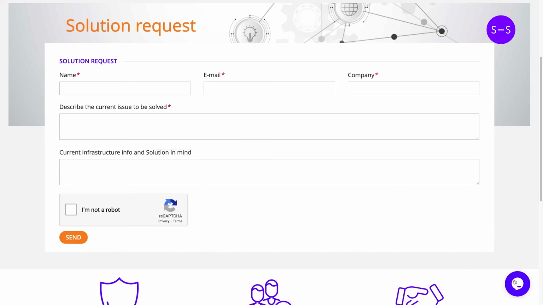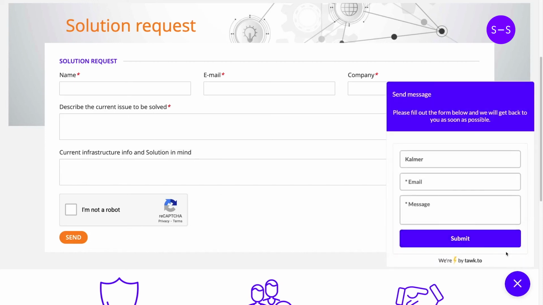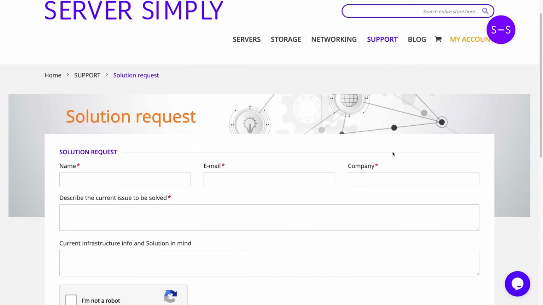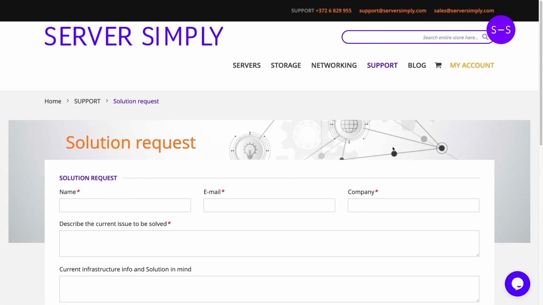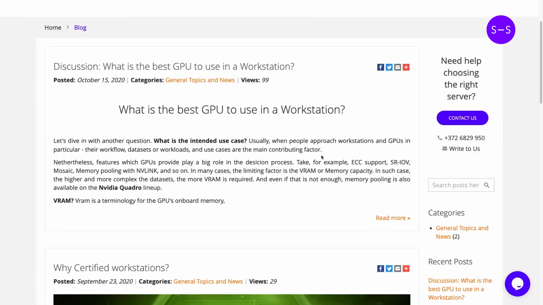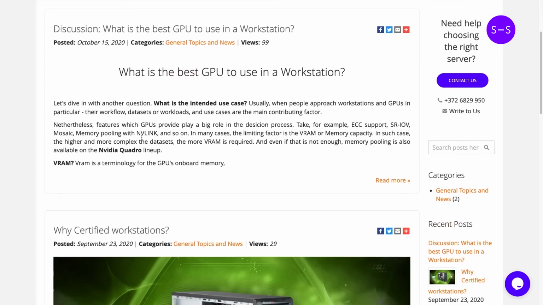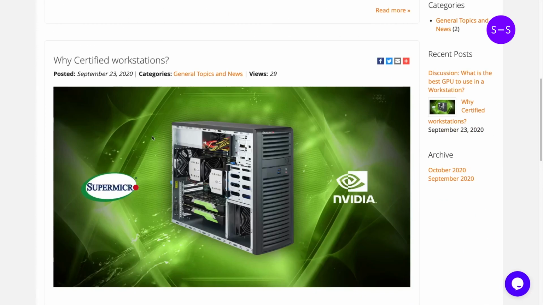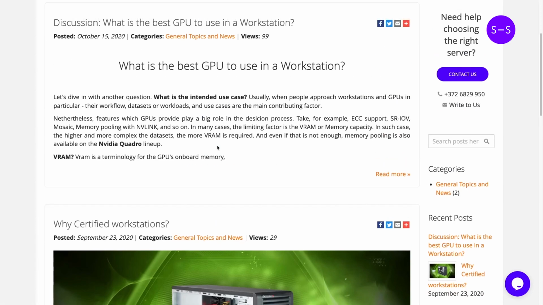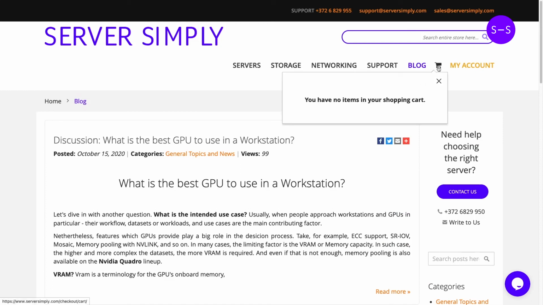Obviously you can use the chat widget here, and we can reply to you in real time basically. In the blog section you can read the news or some writings we have done for some different purpose systems, or in this case GPUs and workstations. And there's the shopping cart, which has nothing in it here, and my account section where I can control everything that goes on with my account.